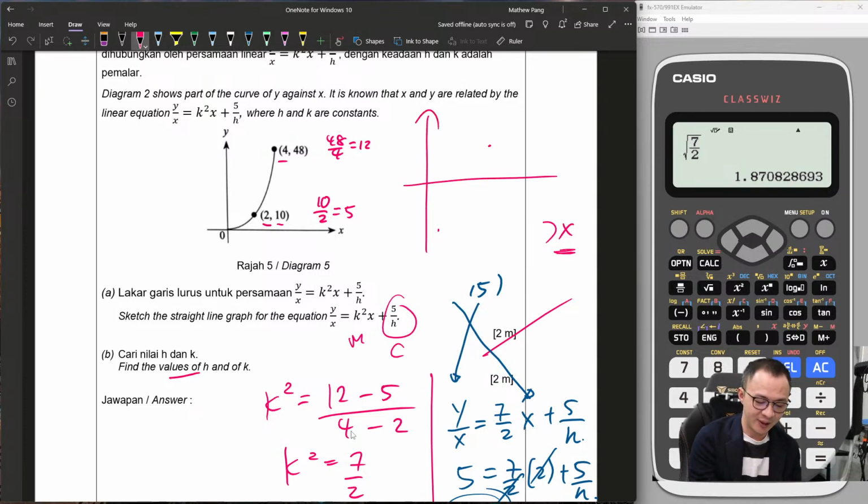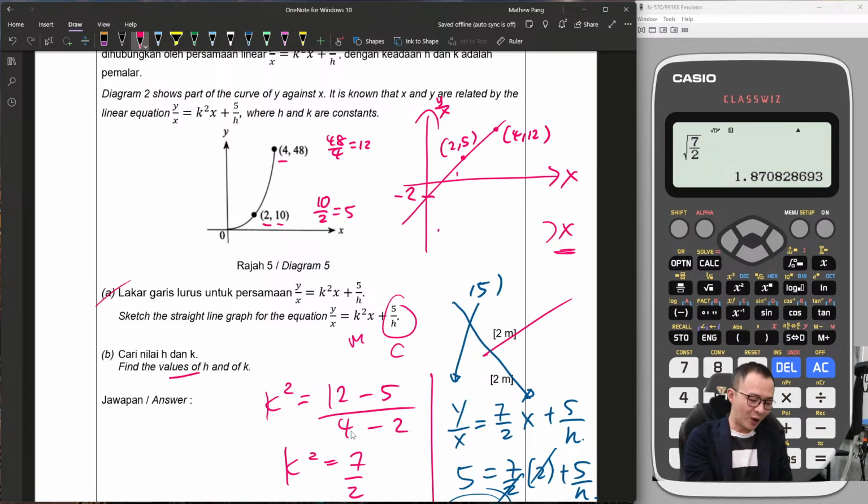Yeah, so basically you have something like this. You just plot these 2 coordinates. One of the coordinates is 2, 5. Another coordinate is 4, 12. So this is x, this is y over x, and this is negative 2. But because we do part A first, then only part B, I think maybe they mark just based on some information. So as long as your axis is correct and these 2 coordinates are correct, they will give you the marks already.